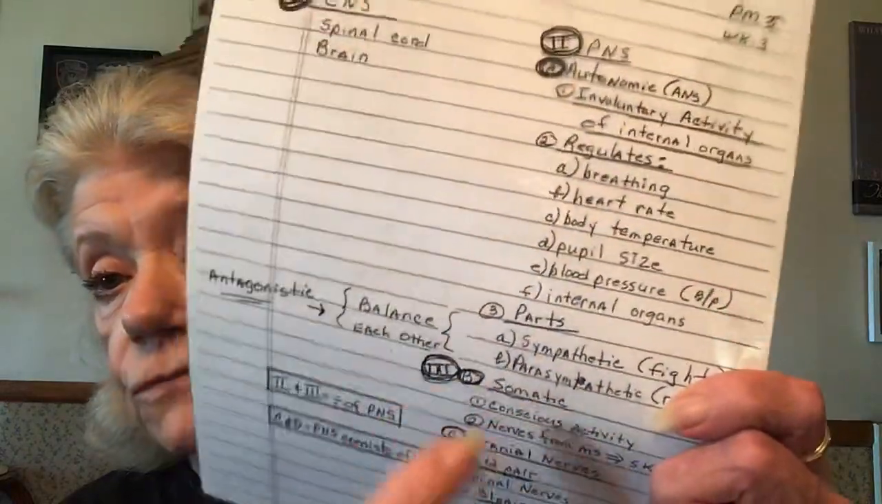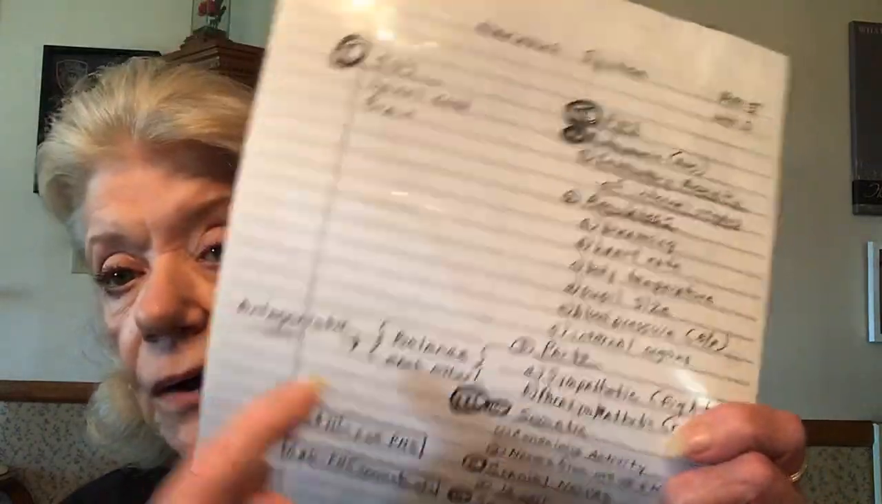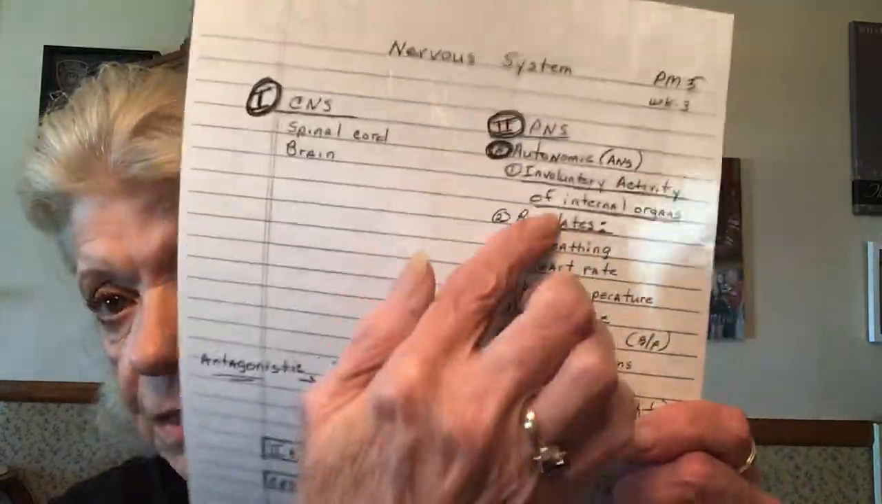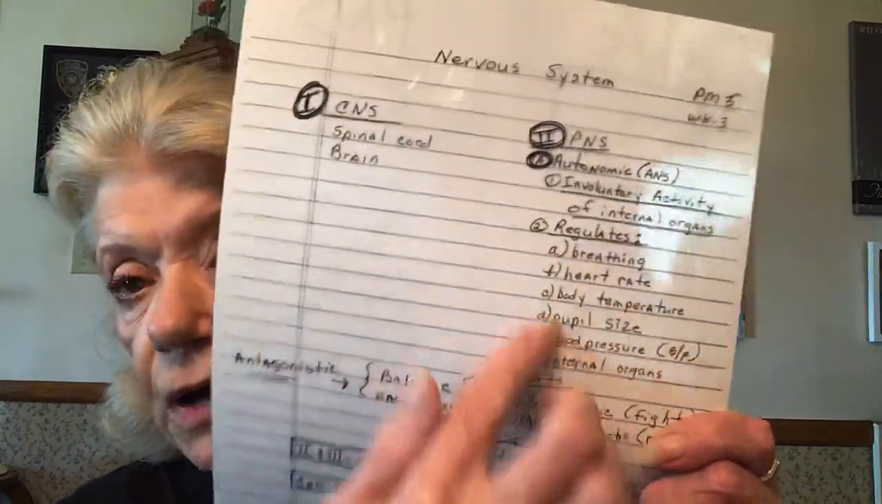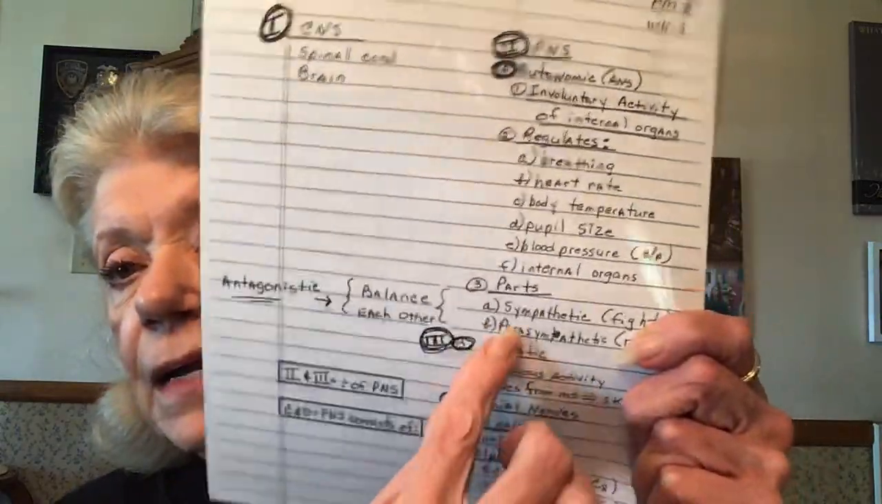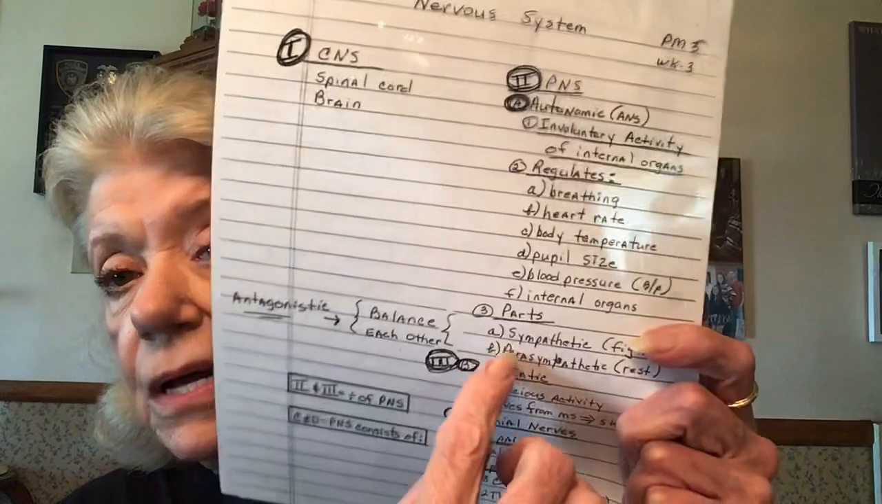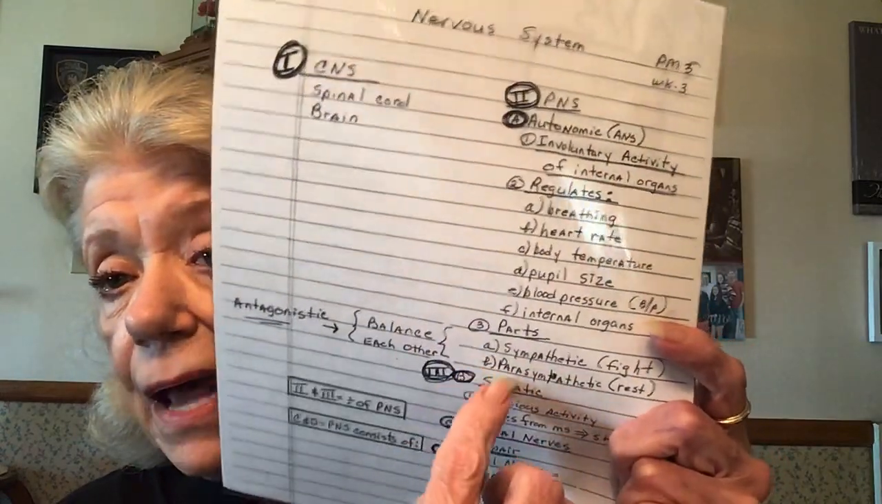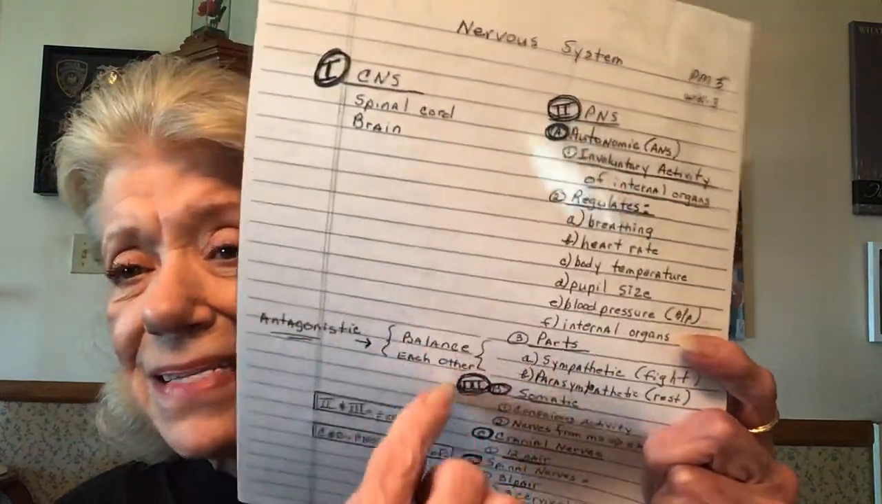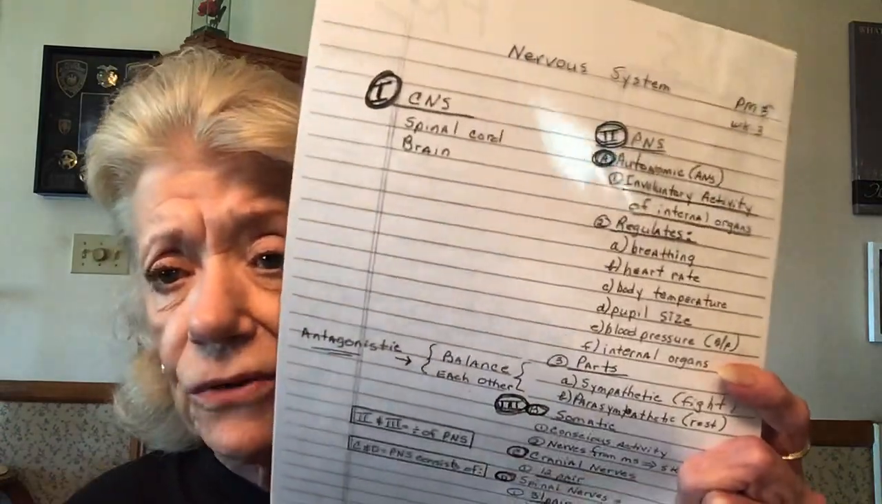Okay, remember we talked about a lot of parts to the peripheral. You have cranial nerves, you have spinal nerves, all right? And that's them right there, anything that comes off of the spinal cord. Now, you also have parts that are called sympathetic and parasympathetic. These kind of work together to balance each other out.